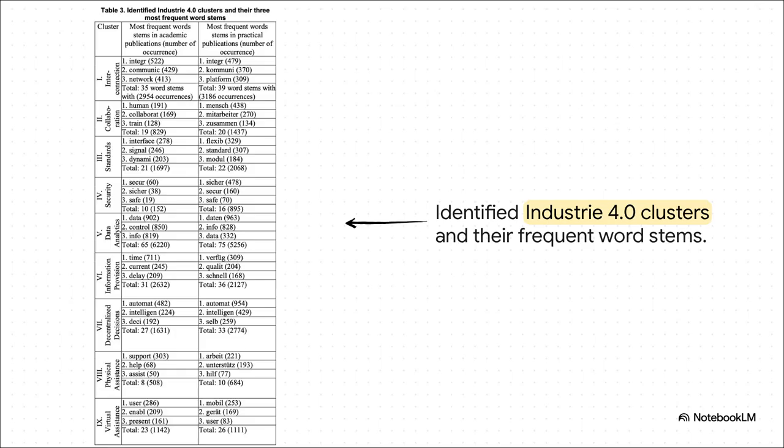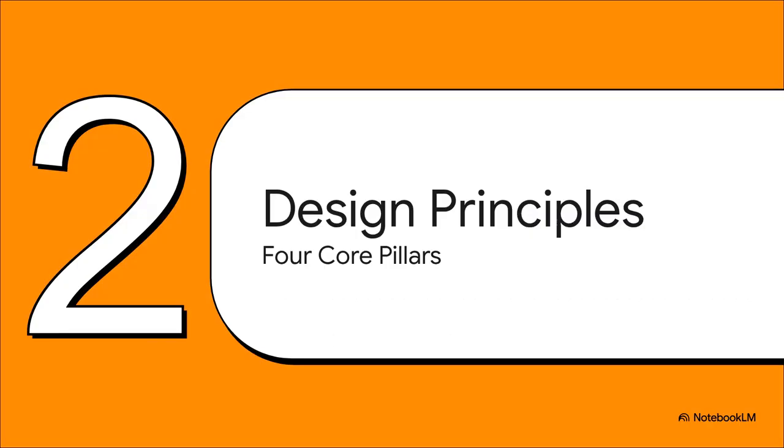After crunching all those numbers, they shifted to a qualitative review. They looked at the context of the words and clustered them into 9 distinct design elements. But let's be real, 9 overlapping elements is still a bit too clunky for a practical framework. So they brought in 9 industry experts, folks from chemical companies and automotive manufacturers, for a structured workshop to refine those clusters into something truly actionable.